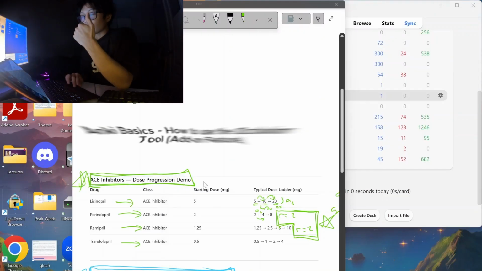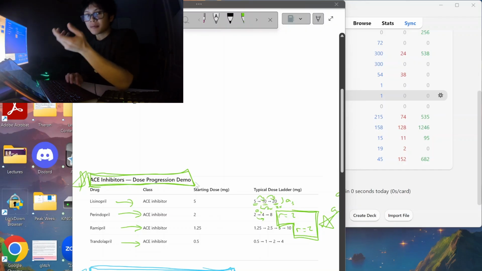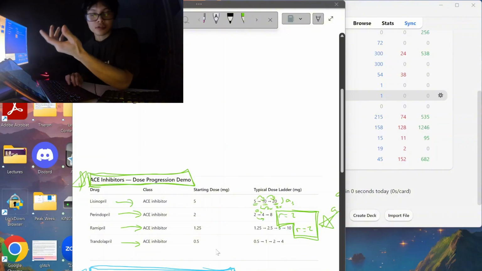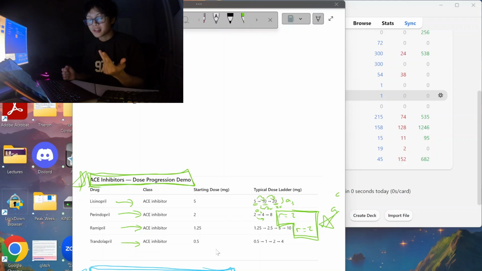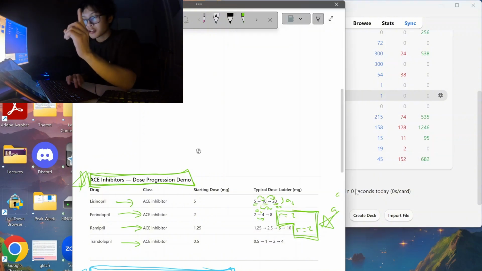I also wanted to go over this particularly useful add-on feature in Anki that's really helpful for saving time on making flashcards. It's called the Occlusion tool. The Occlusion tool is an add-on feature for Anki that works by turning images, diagrams, and tables into flashcards by covering certain parts of the image, table, or diagram. So let me just show you how it works here. If I want to use the Occlusion tool to make several flashcards from one image or table, what I would do is essentially take a screenshot.